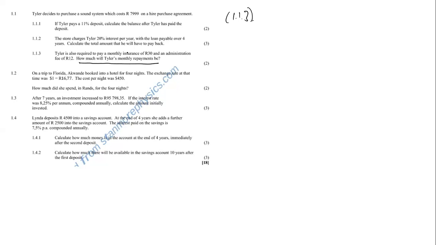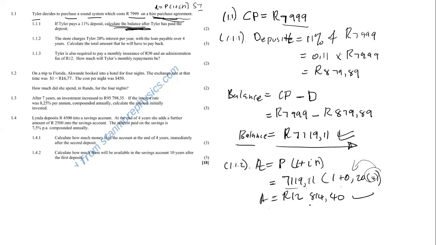Meaning we want to know what is the total amount that Tyler needs to pay each and every month. We want to know, does Tyler have to pay 700 each and every month in order to settle this loan, this accumulated amount? I agree he doesn't have this in cash, so he wants to pay over a period of 4 years.